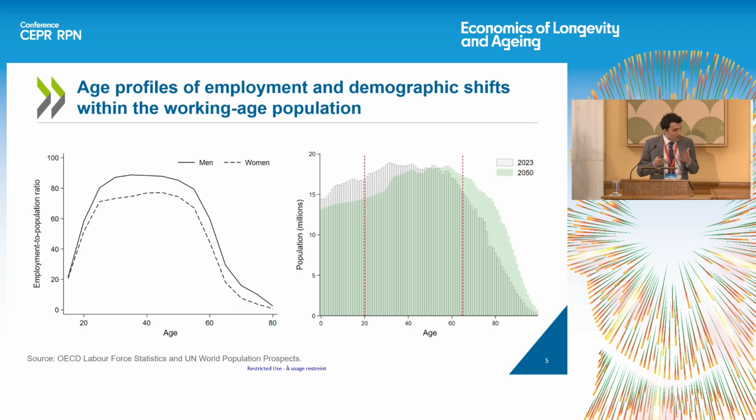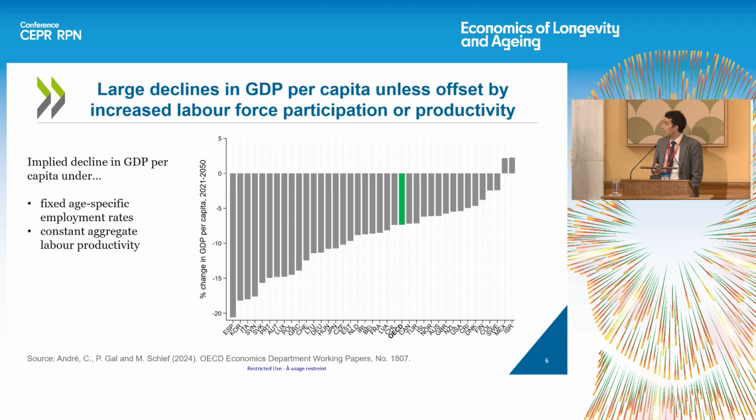In fact, to put some numbers on how much these demographic trends might affect GDP per capita, we conducted a simple simulation exercise in a paper that we published not too long ago, where we combine country-specific demographic projections with country-specific data on the age profile of participation rates to project the declines in GDP per capita under the assumption of fixed age-specific employment rates and fixed aggregate productivity. And this is what you find.